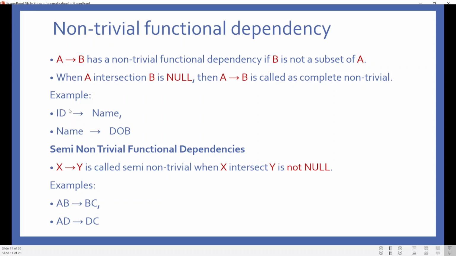You can see that in this one, ID and name, there is no intersection. So this is a non-trivial functional dependency. The name, date of birth.